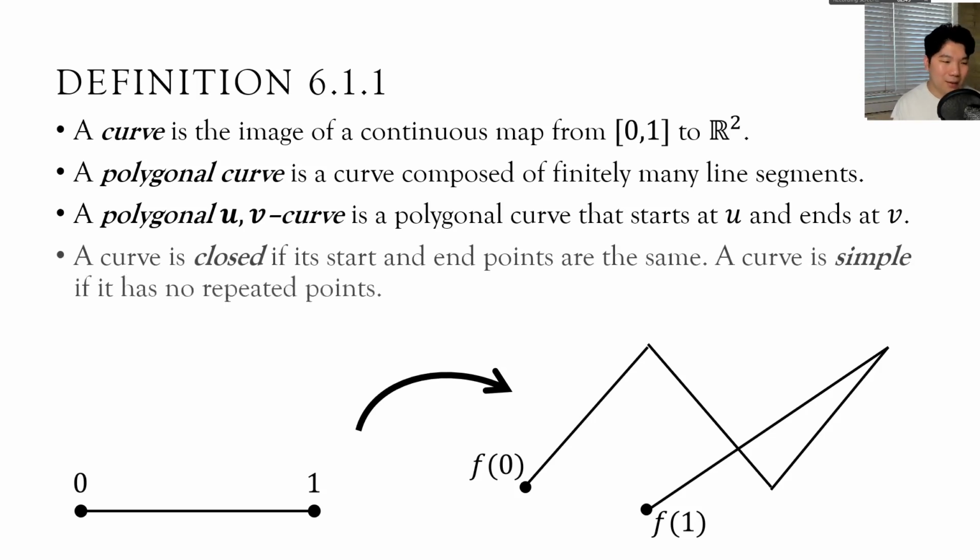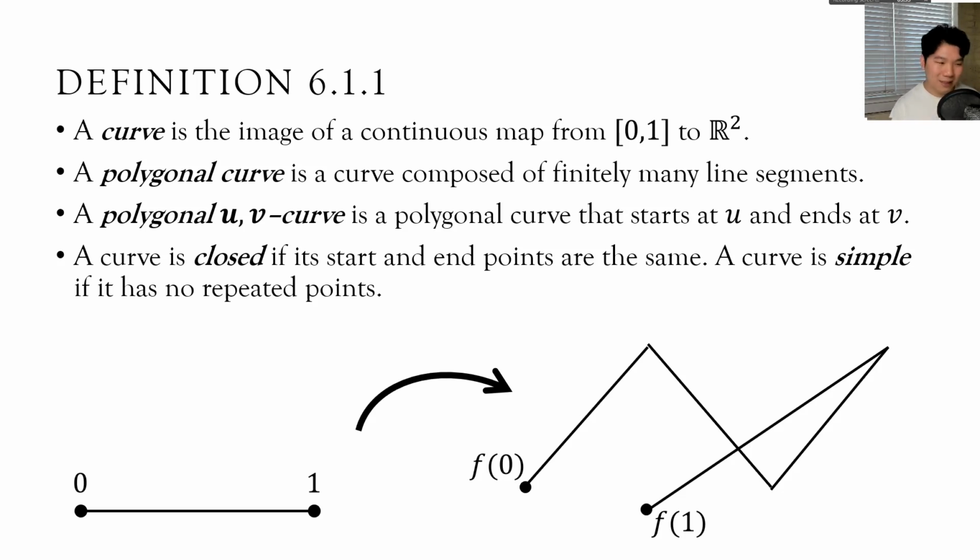The last thing I want to introduce here is a closed curve and a simple curve. A curve is closed if its start and end points are the same. So if I start at, let's say, U, then I must also end at U. Lastly, a curve is simple if it has no repeated points. That is, I don't cross over myself along this curve. For example, here I have this polygonal curve, and I can see that it overlaps. It crosses itself. Hence, the curve I've drawn here on the right is not a simple curve. In fact, it's not a closed curve either. So we have some base definitions of a curve.